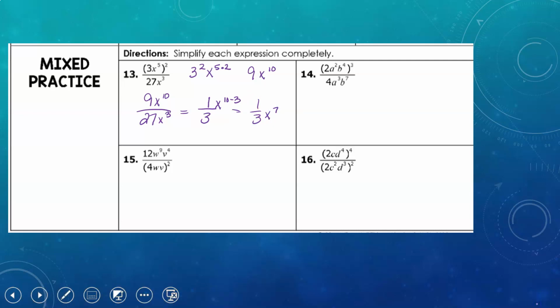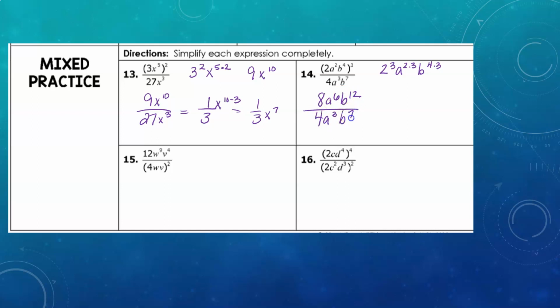Same thing with 14. I have 2 cubed, a to the 2 times 3 power, b to the 4 times 3 power, and that will give me 8 a to the 6th, b to the 12th.